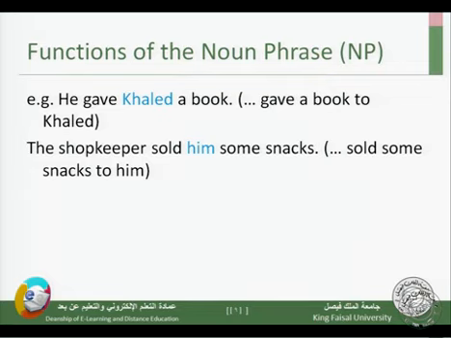In the next example, "the shopkeeper sold him some snacks," we can rephrase it to look like this: "The shopkeeper sold some snacks to him." In this case, "some snacks," which is a nominal group, is the direct object, and "him" is the indirect object. So in "the shopkeeper sold him some snacks," "him" is the indirect object and "some snacks" is the direct object.